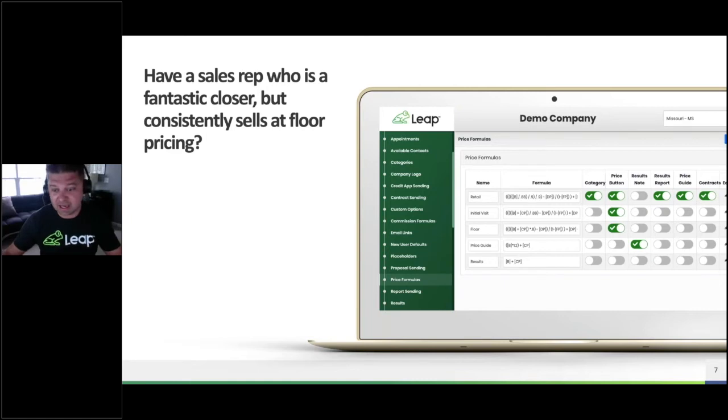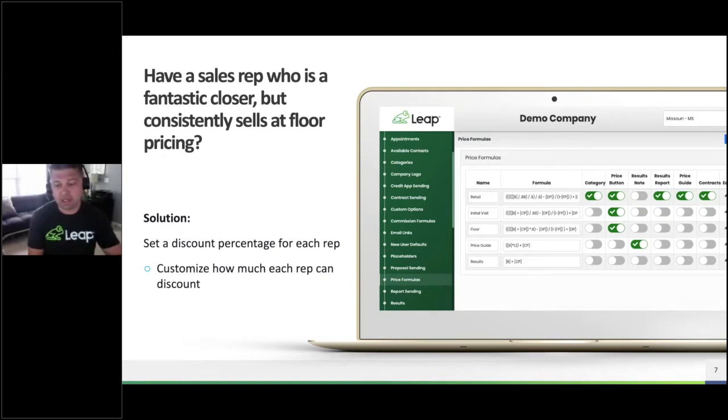You just can't discount more or less. This also comes in handy if you have senior reps that are allowed to discount more than other reps. Leap has a way to do this. You can set a discount percentage inside of Leap for each individual rep, as well as each individual office or market, and individual products. So I could have windows discounted a certain percentage, I could have roofing discounted a certain percentage, and then I can have senior and junior reps that can discount more or less than the other reps.